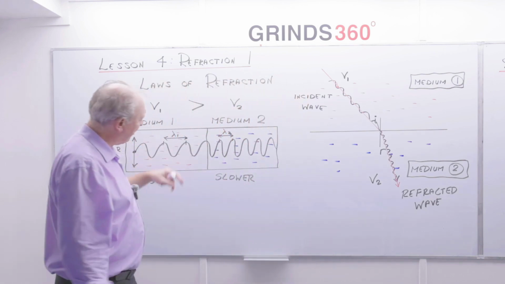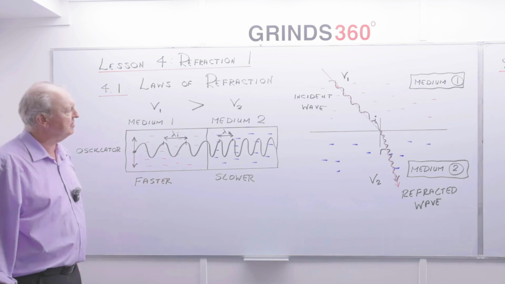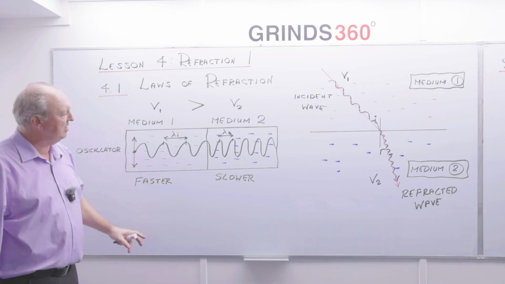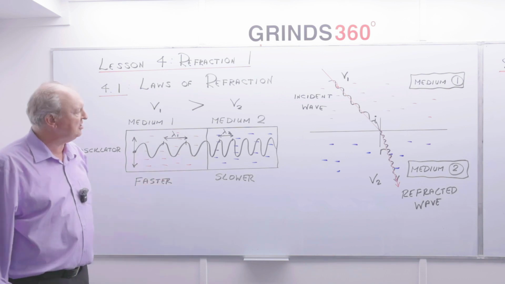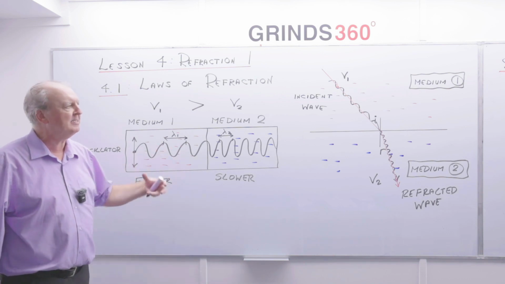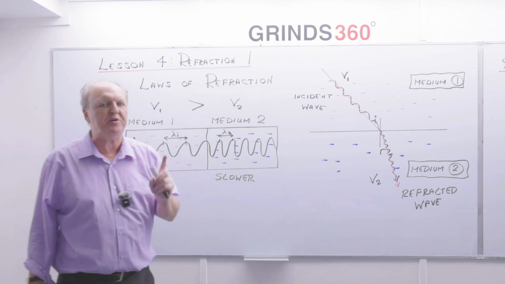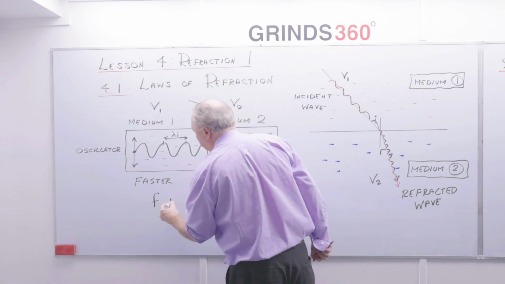Now back to this diagram here. One thing you should note, and it's really important, is that when I moved into the second medium, it slowed down. So v2 changed, and also lambda 2 changed. So its speed and its wavelength changed. But I tell you what does not change. The frequency f does not change.